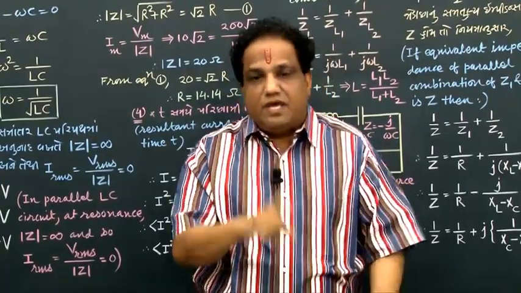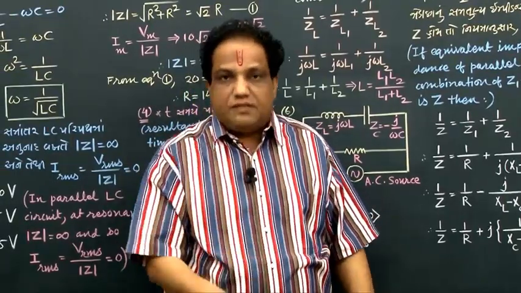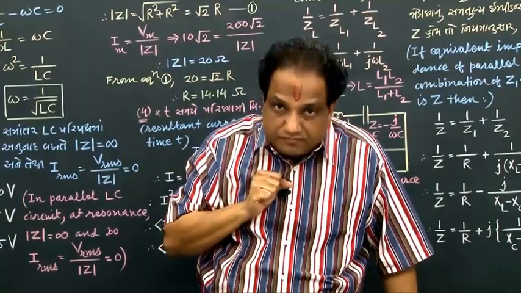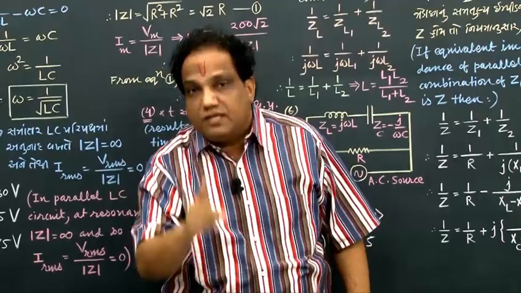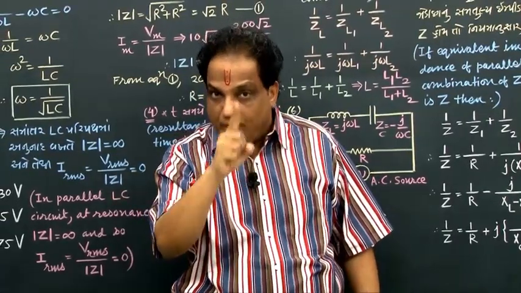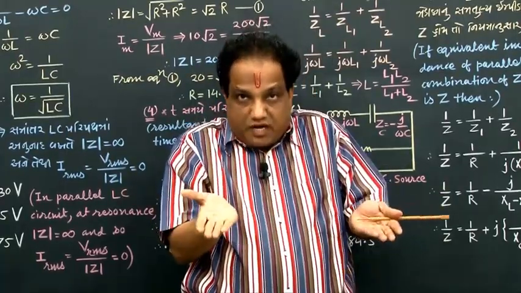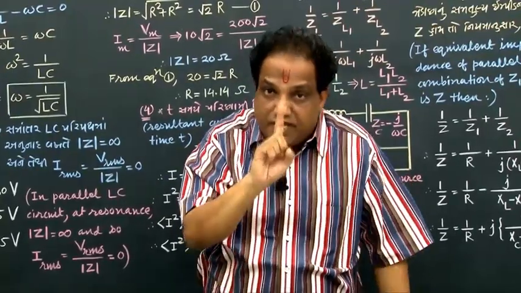Please remember, in case of a series LC circuit, if resonance takes place, then mod Z becomes minimum and current becomes maximum. But in case of a parallel LC circuit, the difference is that at the time of resonance, mod Z becomes maximum and current becomes minimum. Please remember.